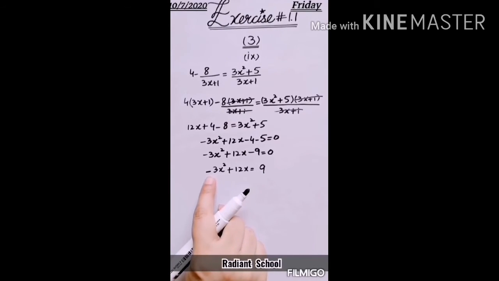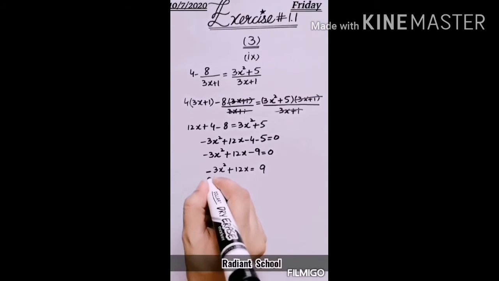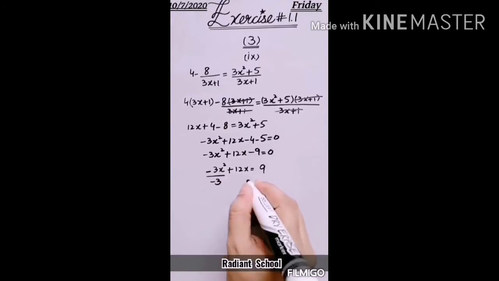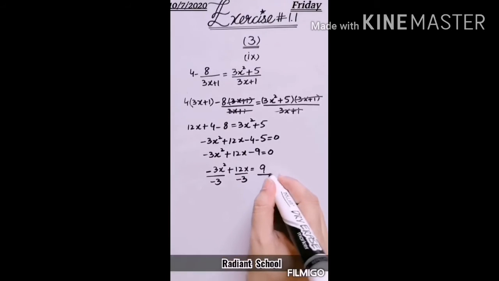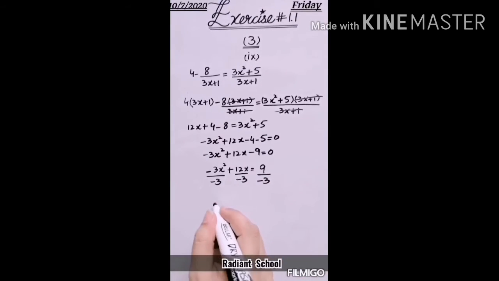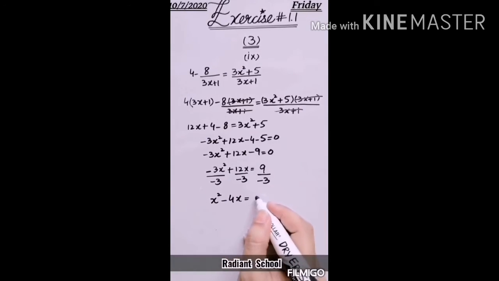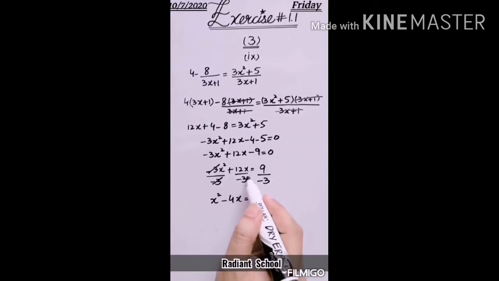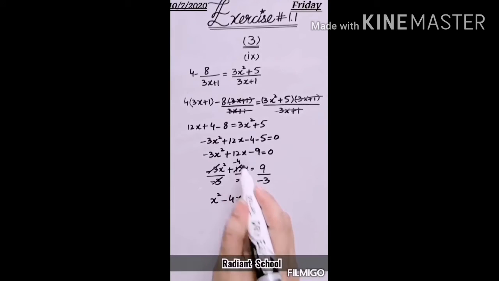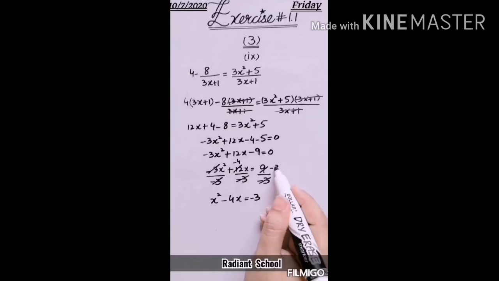Here we must require 1. So to make the coefficient of x square 1, we have to divide all the terms by minus 3. After cancellation it will be x square minus 4x is equal to minus 3. You can cancel, it will be minus 4 and this will be minus 3.